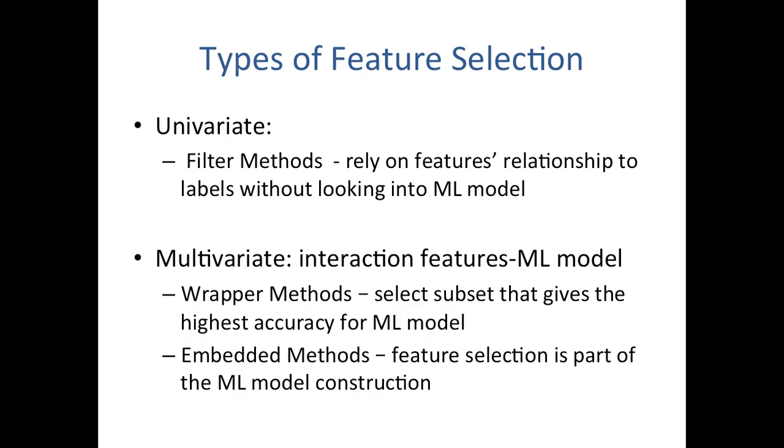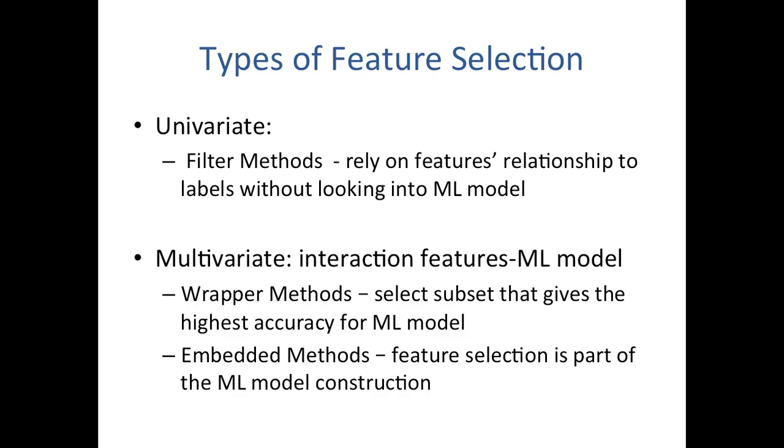When we talk about feature selection, there are two broad types of approaches: univariate and multivariate feature selection. The univariate approaches are the simpler ones, and they're also known as filter methods. These approaches just focus on understanding the relationship between each individual feature and the final label that we are trying to classify or regress on with the machine learning model, but they ignore the machine learning model itself. So it's just the relationship between the features and the labels.